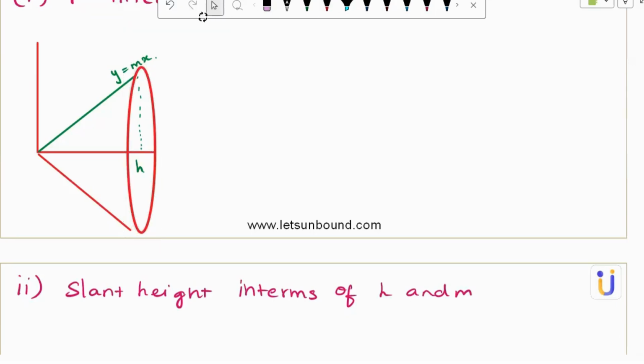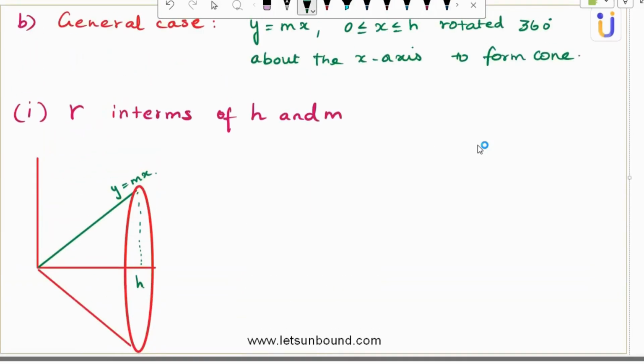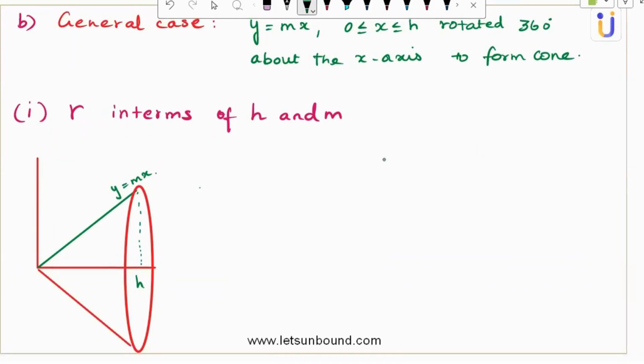The radius of this cone is r, and this is acting as h. Exactly, this is the circle we got, and this will be the radius of the circle. Right? And let's move forward.